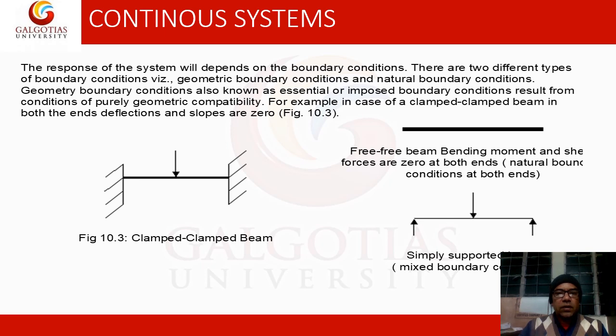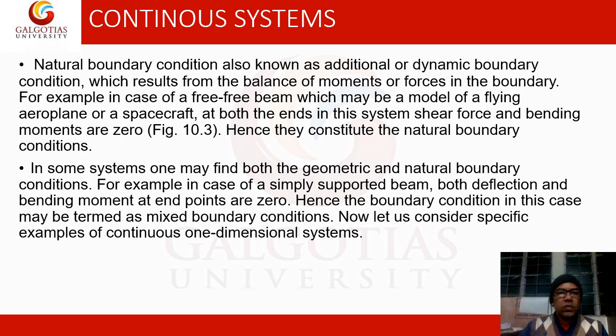For a free beam, the bending moment and the shear force are 0 at both ends. Natural boundary conditions at both ends will be given in the figure below. The natural boundary conditions are also known as additional or dynamic boundary conditions, which result from the balance of moments and forces at the boundary.